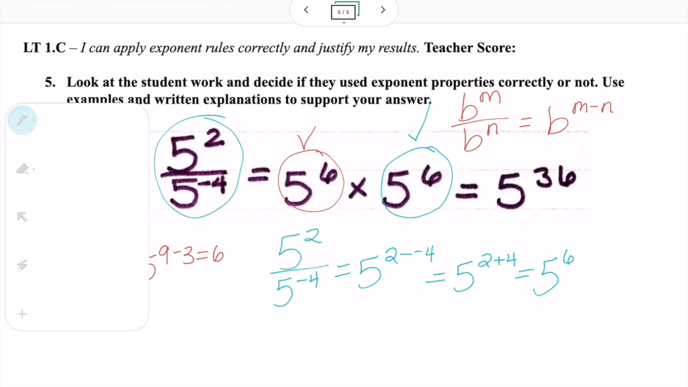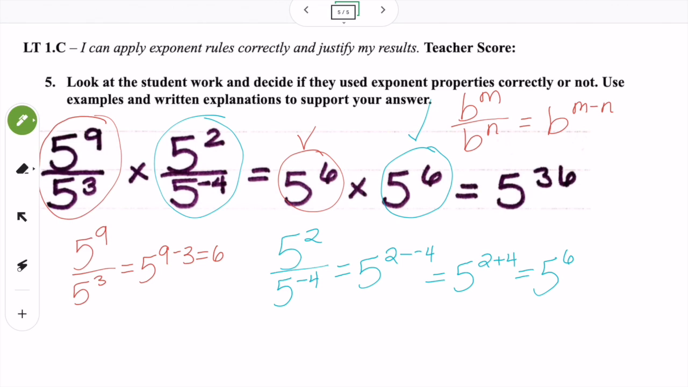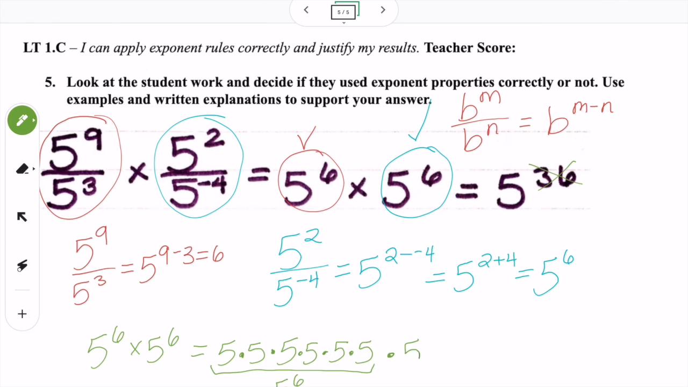But what they did in the last step here, 5 to the 6th times 5 to the 6th, they used the wrong rule. It does not equal 5 to the 36th. The reason for that is because 5 to the 6th means 5 times itself 6 times. That's 6 factors. If we multiply by the same thing, we don't have 36 factors of 5.